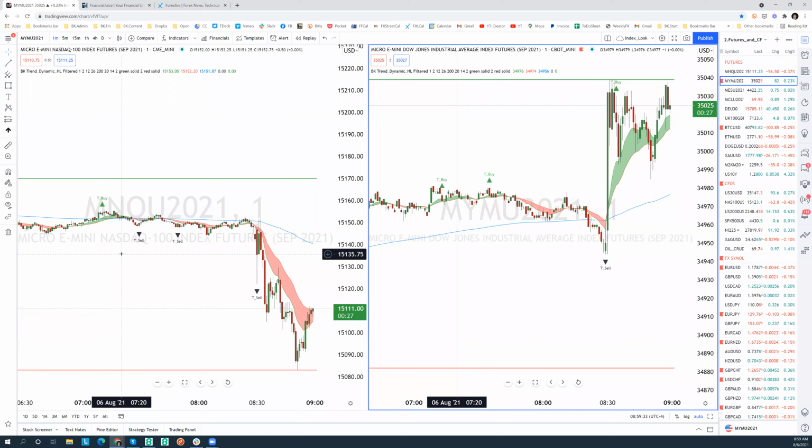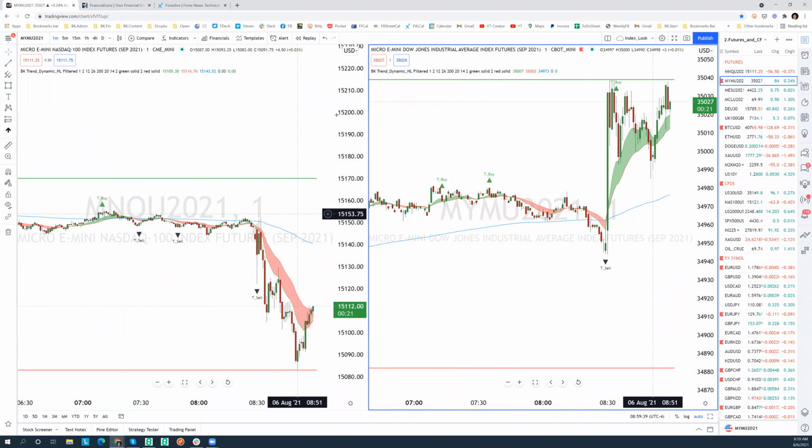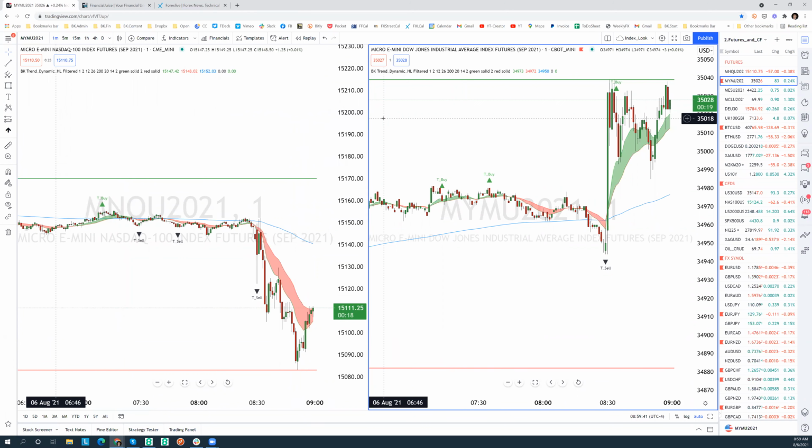I mean, I could always be wrong, but I've seen this so many times where they take out the session highs on NAS and just take it up to 15.2, which would be a great run. If we get there, we'll trade it.